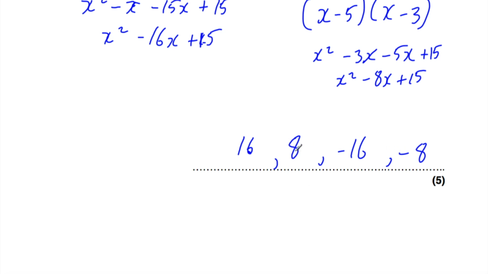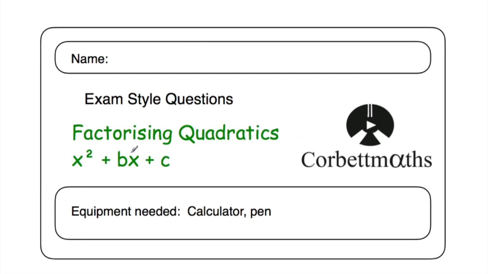So the possible values for a would be 16, 8, minus 16, and minus 8. We could put them in order if you want to, but I'm just going to leave it like that. And that's it. So these have been the video solutions for the factorising quadratic practice questions whenever we've got quadratics in the form of x squared plus bx plus c.